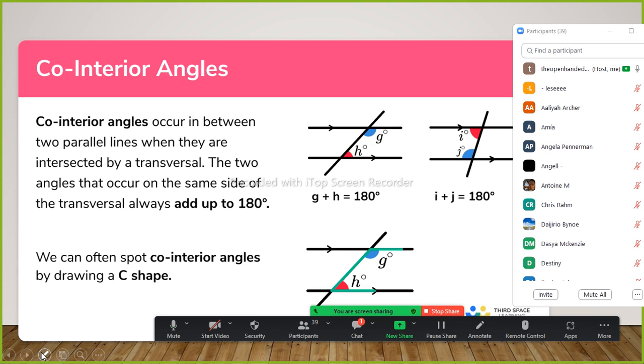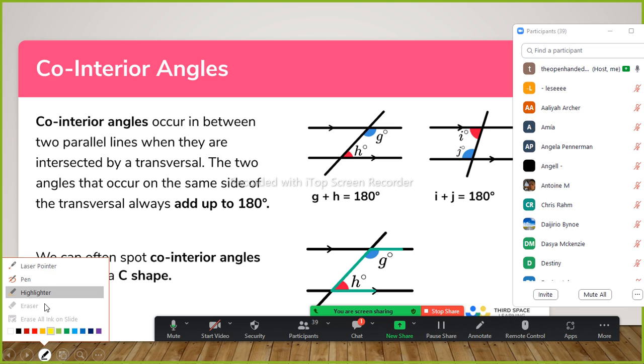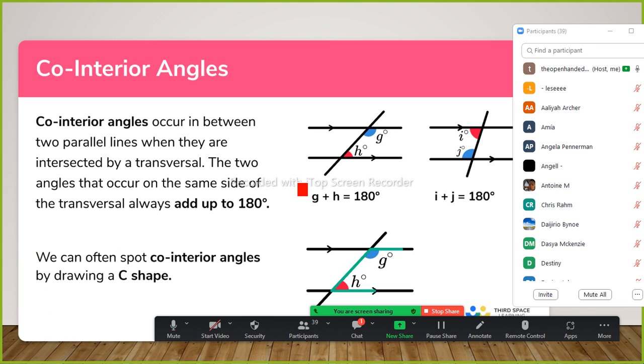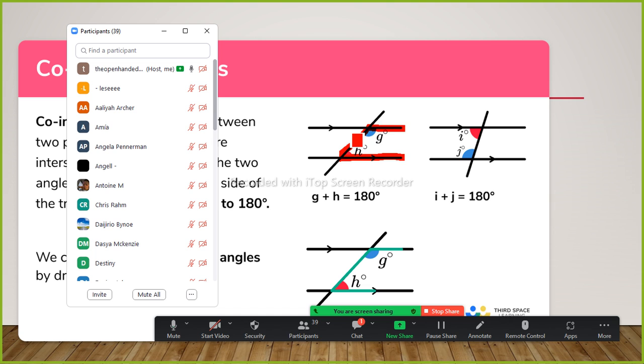Let me do it again. Let me highlight it, and choose a color that is distinct. Notice, look at the C again. You can see it right there, right there, and right there. That's the C. Write this down. Then we have another C, but this one is backwards. There's another C, co-interior angles.